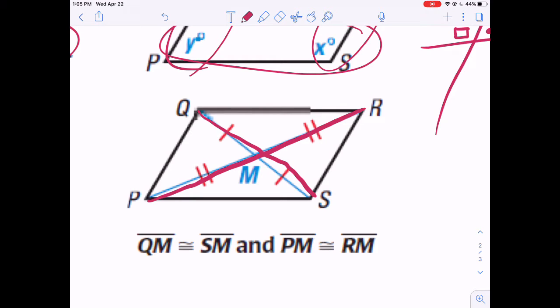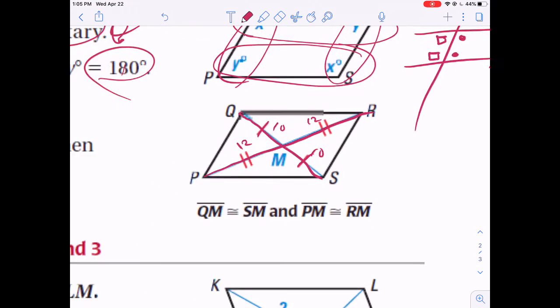And on a parallelogram, they cut each other in half. So the one going this direction, single hash marks, each of those halves is equal. So if the full length of QS was 20, then this would be 10 and 10. The other one going across here, if that full length was 24, the two double hash marks, 12 and 12. And it kind of looks that way, so it's not too difficult to remember those.